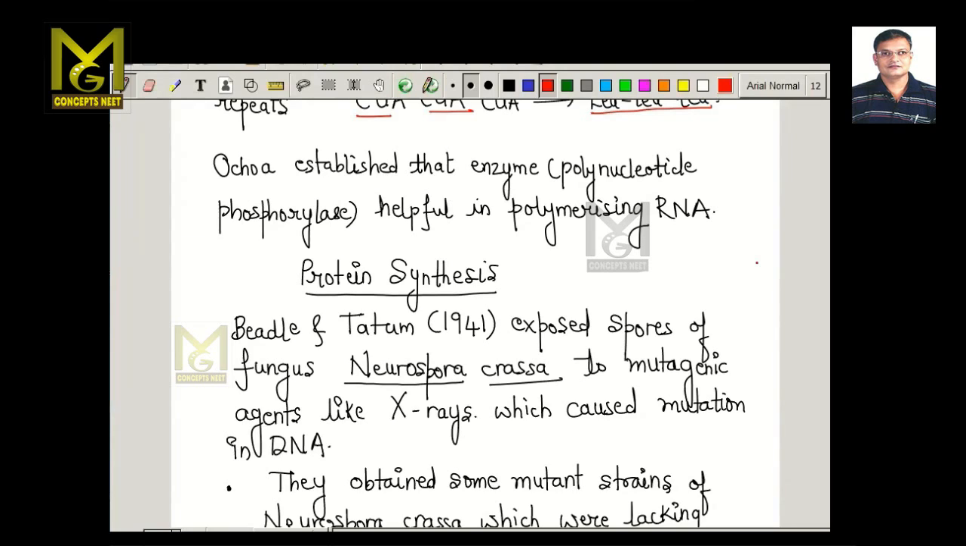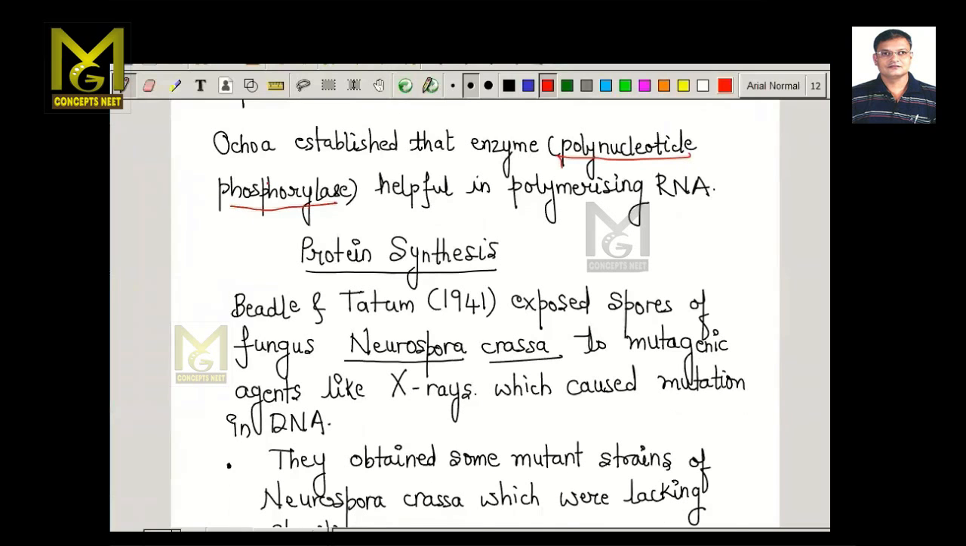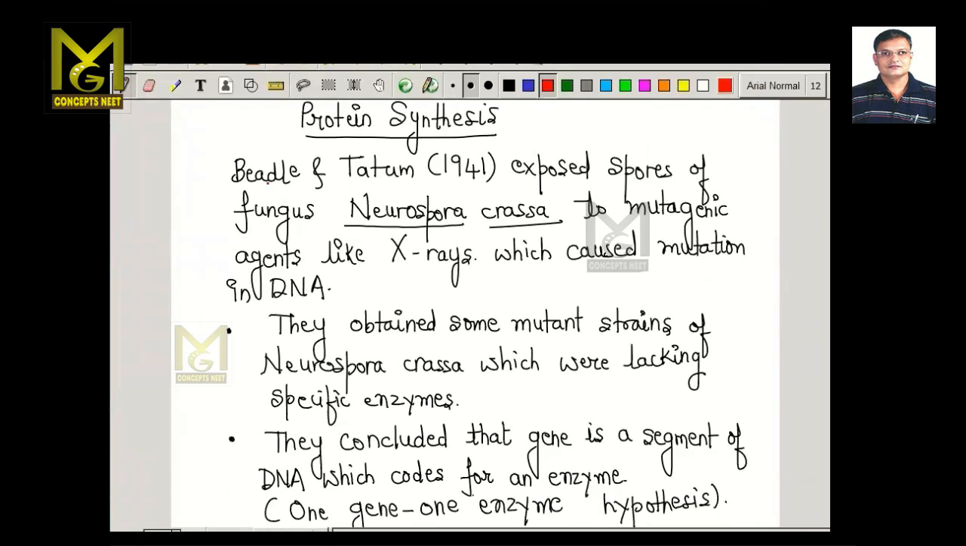It was also established that there is an enzyme called polynucleotide phosphorylase. This was responsible for polymerizing the RNA. That is, the extension of this RNA occurred in the presence of an enzyme, and that was also given by Ochoa. So this is the basic understanding of how the genetic code came into existence.